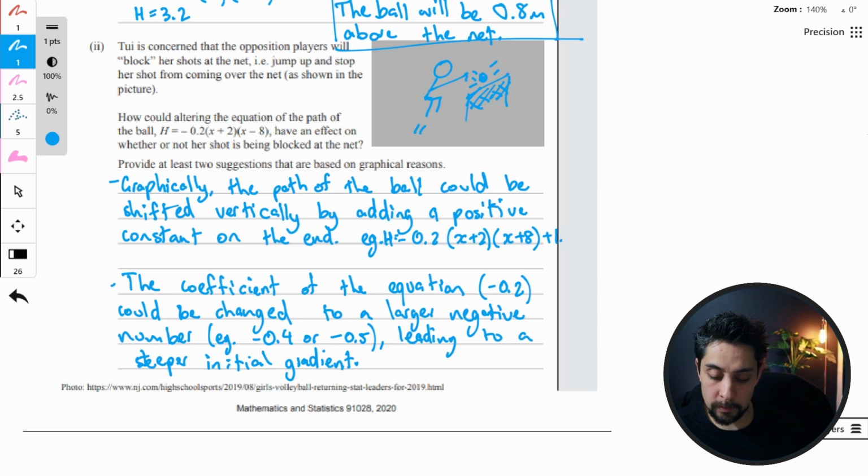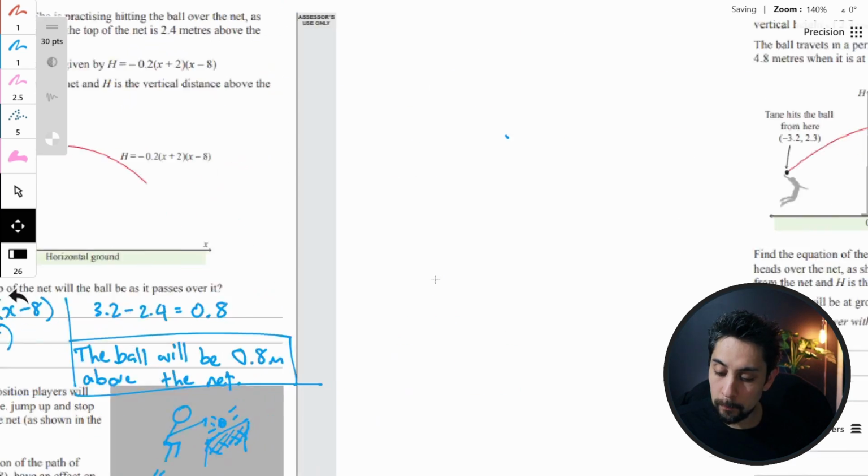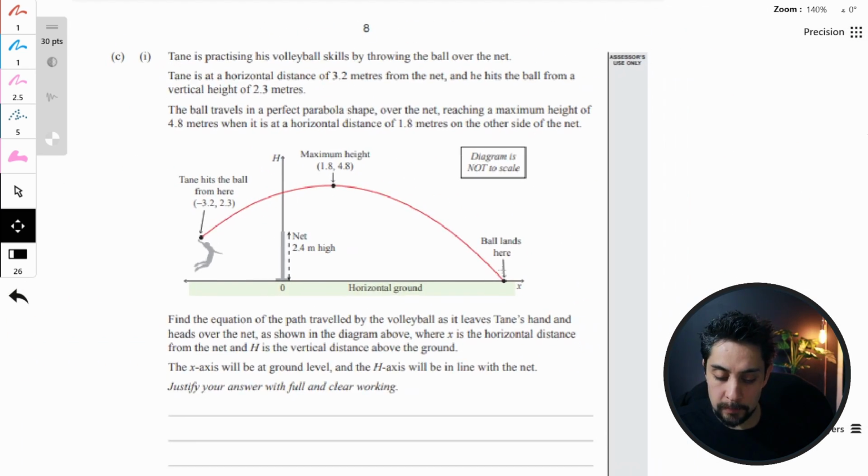Just like that, the coefficient of the equation, negative 0.2, could be changed to a larger negative number like 0.4 or 0.5, which means we get that steeper gradient. Okay, let's go on to question number C.